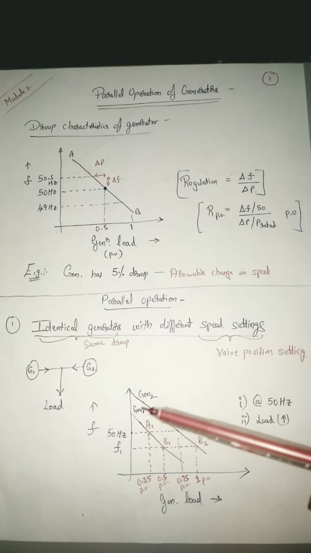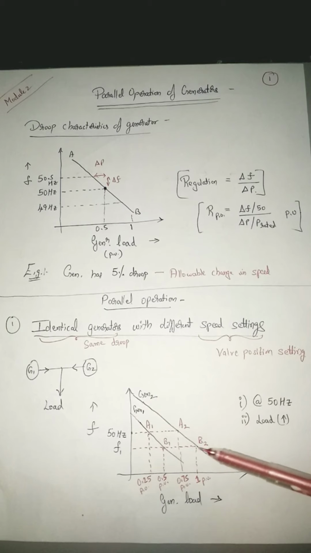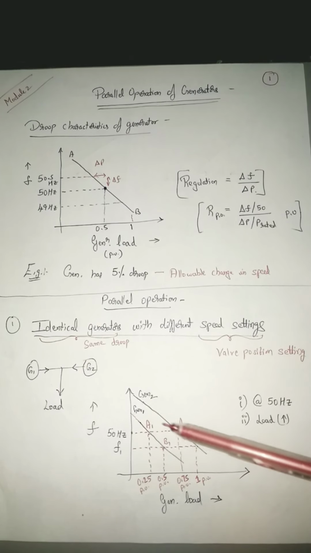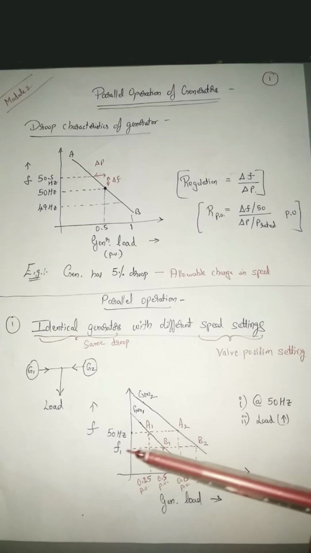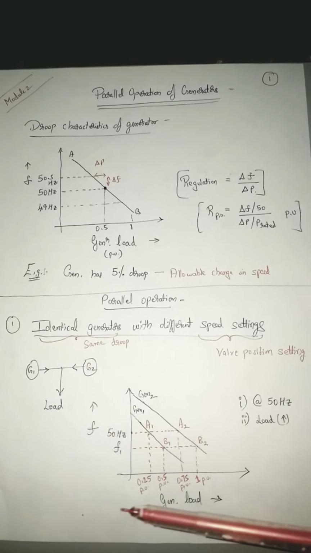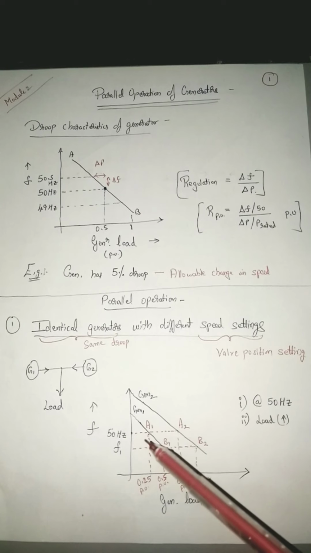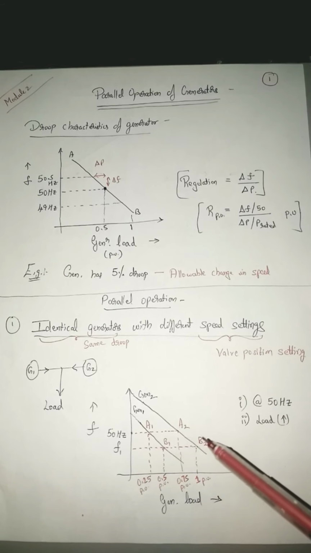Both generator 1 and generator 2 are having the same slope. They are having identical droop, say some X% droop for generator 1 and generator 2. Here in this graph you can see on y-axis you are having frequency, on x-axis you are having generator load expressed in per unit. Here you are having 4 operating points, A1, A2, B1, B2.